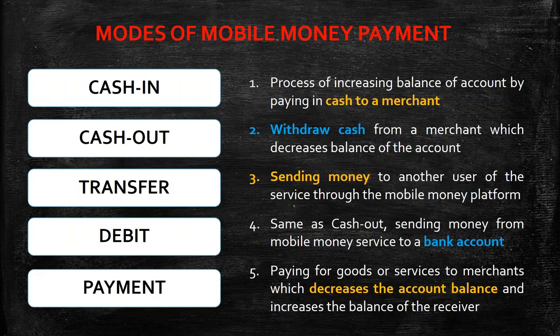These are the 5 modes of mobile money payment. Here, the cash in and cash out operations are the only two where there will be an interaction between the agent and the customer. In cash in, the customer gives money as cash to the agent, and in turn the same amount is transferred via bank account. It is the process of increasing the balance of the account by paying in cash to the merchant. The customer gives cash to the merchant, and the merchant sends the same money as electronic cash.